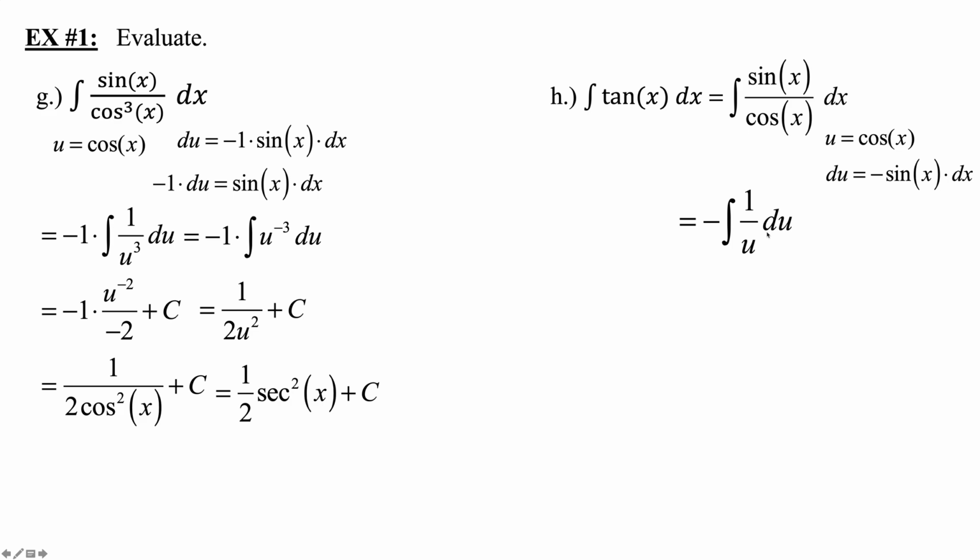That's the natural log of the absolute value of u, plus our c. Then we can put our cosine of x into those parentheses. Now here, we don't know if our cosine of x answer is going to be positive or negative, so we have to keep the absolute value bars around that cosine of x for this answer. So we are now done.